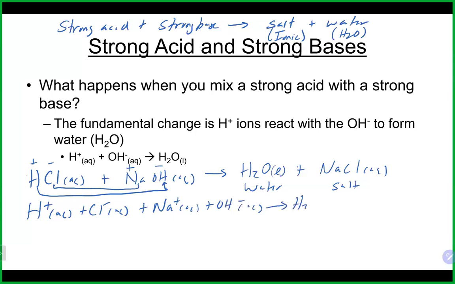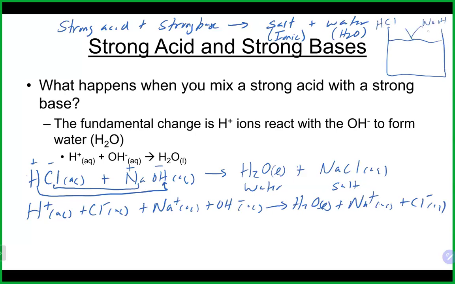Water, which is a pure substance, will actually stay together. And then our sodium chloride will also be broken apart. And this is really what's happening when you put both of those things together into a beaker. So if you take the HCl and the NaOH and toss them in, you will get some H plus, some Cl minus, some Na plus, and OH minus. And fundamentally, what's going to happen is this chloride on both sides and the sodium on both sides.